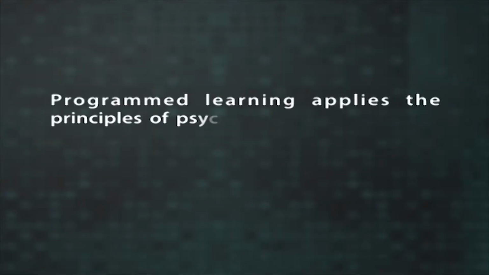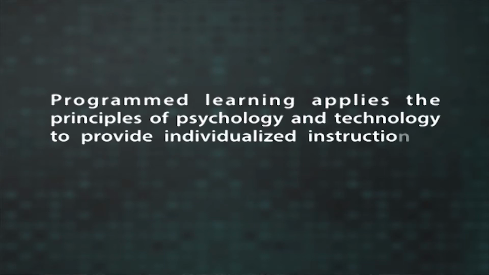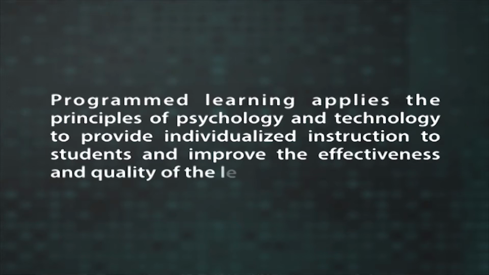Let us consider an example to understand the concept of program learning better. Many Indian universities are providing correspondence courses on a wide range of subjects. The students enrolled in these courses do not or rarely interact with regular tutors or instructors. Instruction, on the other hand, is provided to these students through carefully designed learning material, which helps them in the process of self-instruction. It is important here to note that the scope of program learning is not limited to self-instruction courses. It is widely used in regular class settings as well. Program learning applies the principles of psychology and technology to provide individualized instruction to students and improve the effectiveness and quality of learning process.